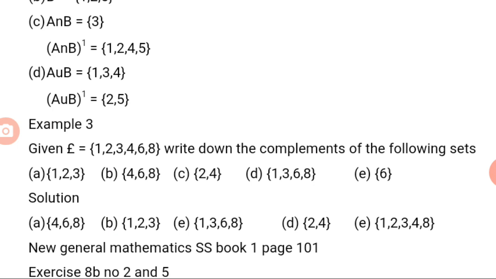Given a universal set 1, 2, 3, 4, 6, and 8, write down the complement of the following sets. A: 1, 2, 3. B: 4, 6, 8. C: 2, 4. D: 1, 3, 6, 8. E: 6. Now, the first one.